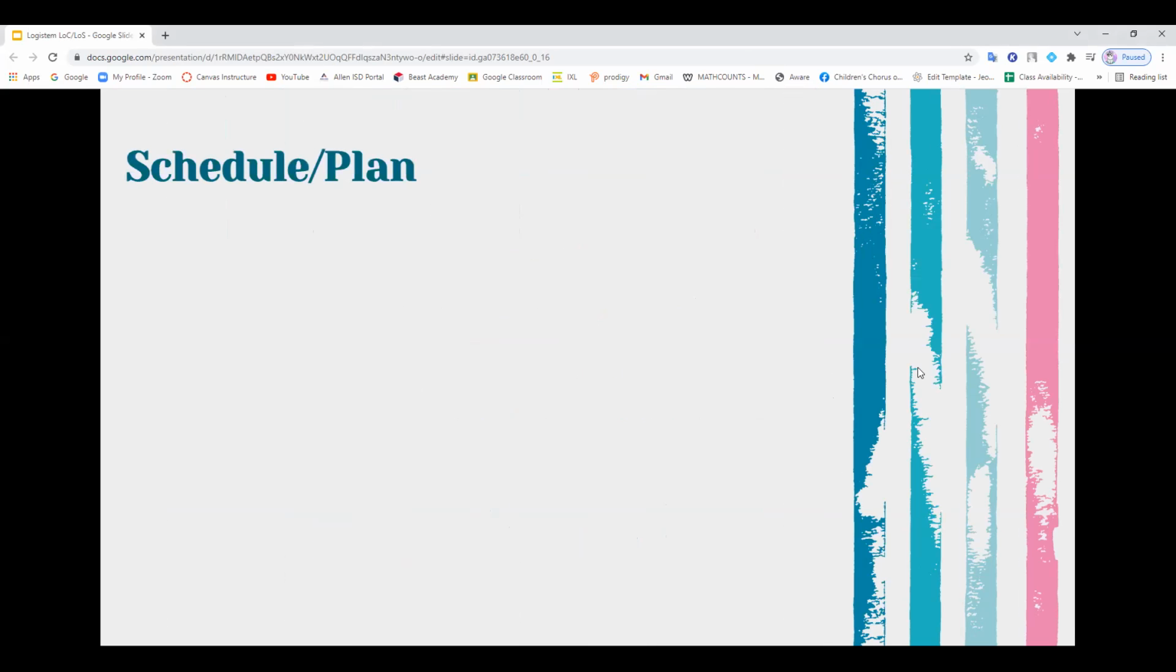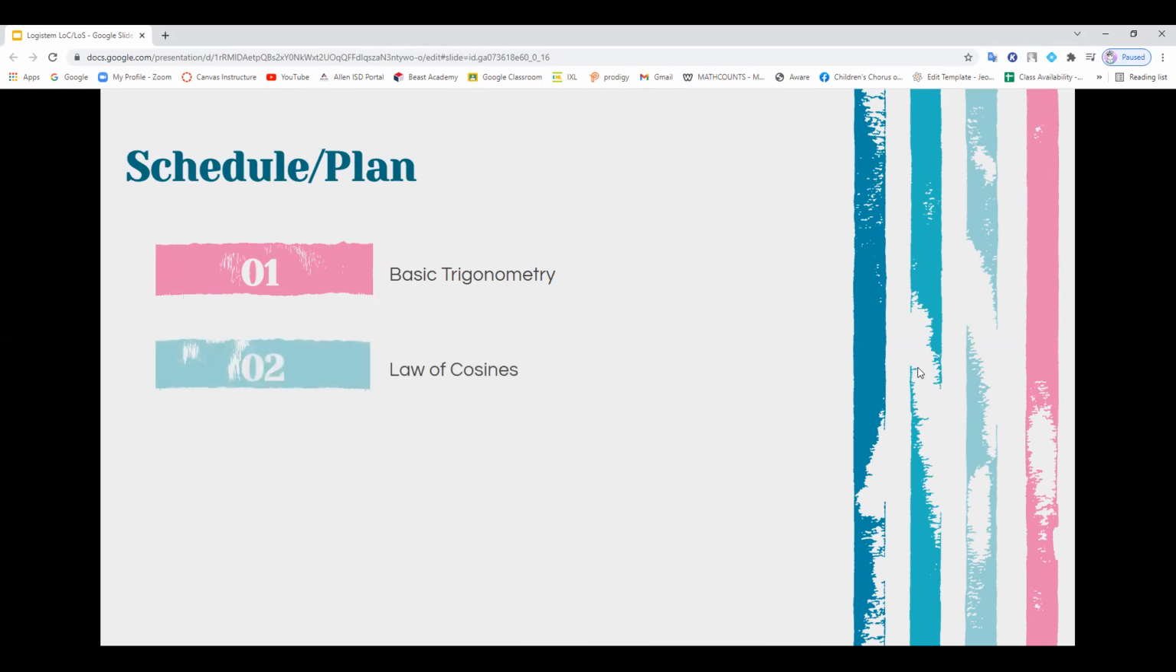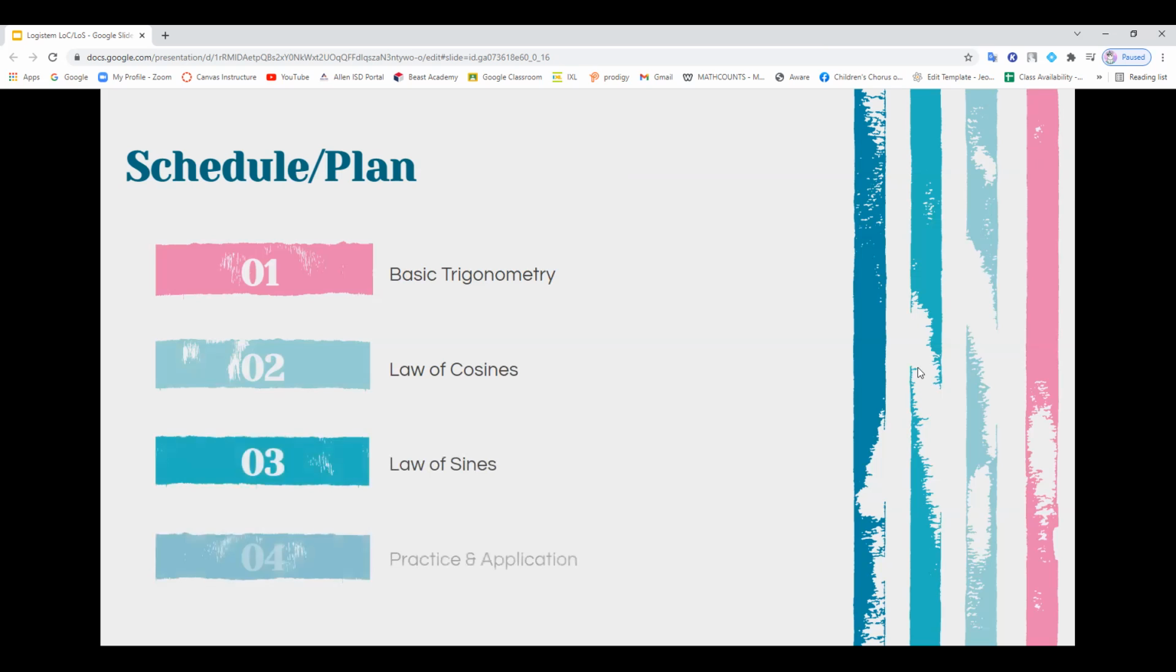So I have a schedule here. First of all, I'm just going to go over some basic trigonometry in case someone's not familiar with that. And then I'm going to go over the law of cosines. We'll probably do a few practices. Same with the law of sines, and then finally we're going to learn how to practice this when things aren't so straightforward in the problems.